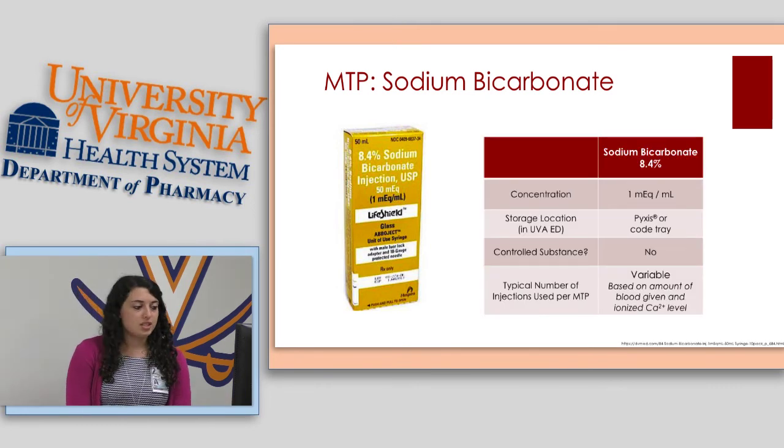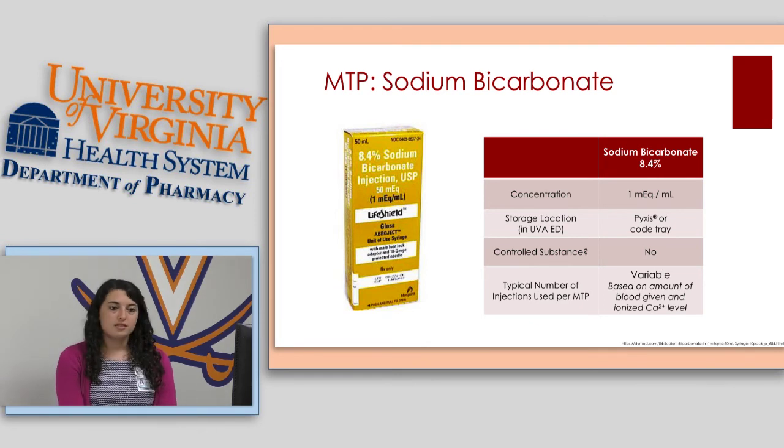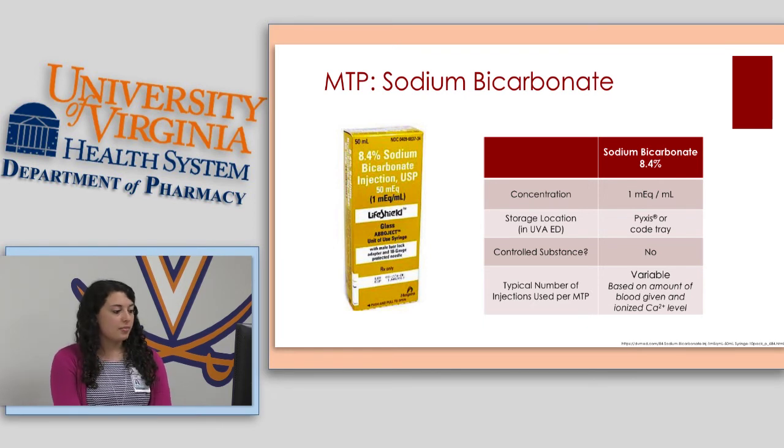And so for this situation, we usually use the 8.4% of 1 mEq per mL, and this is a syringe that comes in the box. And this one is also variable, like the calcium, for how much blood they've received, and then what their pH is.